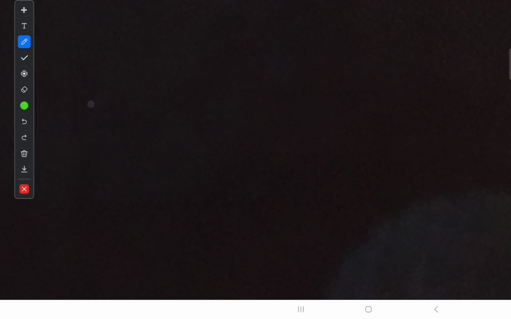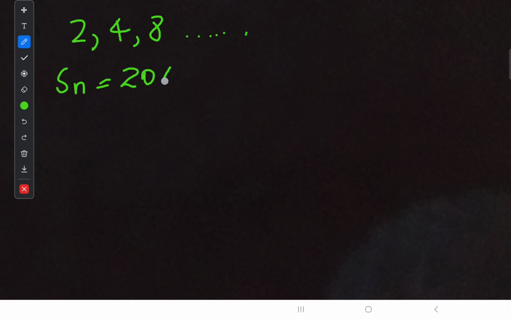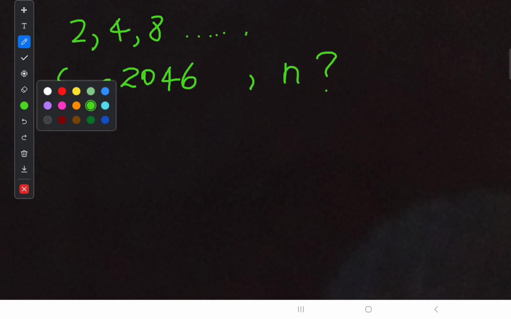I will explain that question. Here the series is 2, 4, 8, something like this. Here Sn equals 2046. We have to find n here. While I'm doing it, if you know how to do this question, just do it with me.